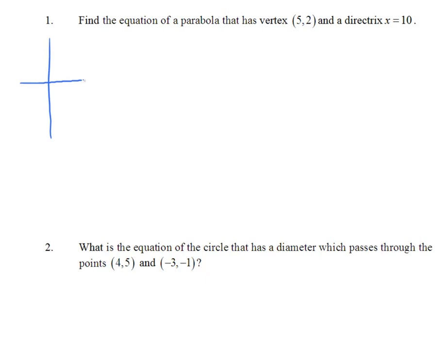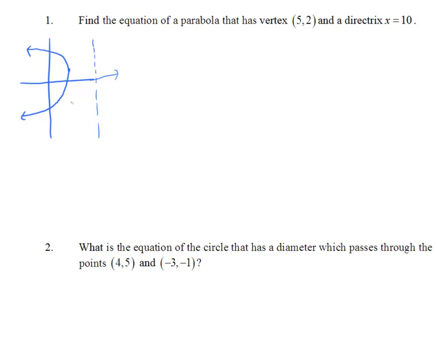So we have our axes. Vertex is at 5, 2, so 5 to the right and 2 up. Directrix is at x equals 10, which would be over here somewhere. So here's the directrix. And that tells us immediately that we have this shape. So we know now what our general equation looks like.